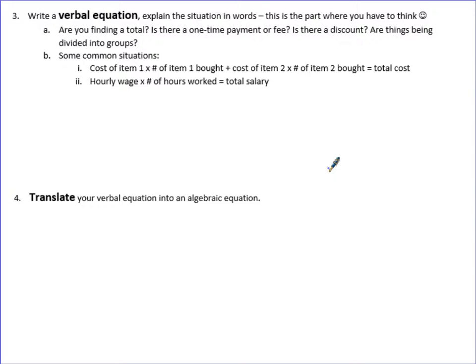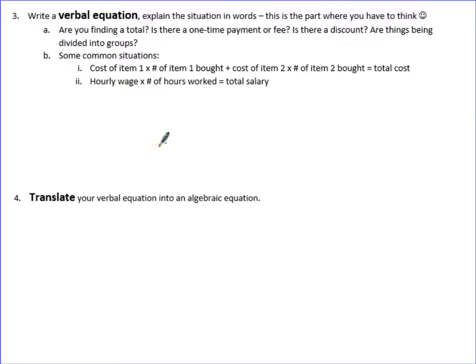Is there a discount? Are we breaking things up into groups? Ask yourself these questions. Here are some common situations. We're buying things. Maybe we go to 7-Eleven and buy 5 Gatorades and 5 waters. So it would be the cost of waters times how many we bought plus the cost of Gatorades times how many we bought. Total salary is a common one. So how much do you make an hour? How many hours did you work?